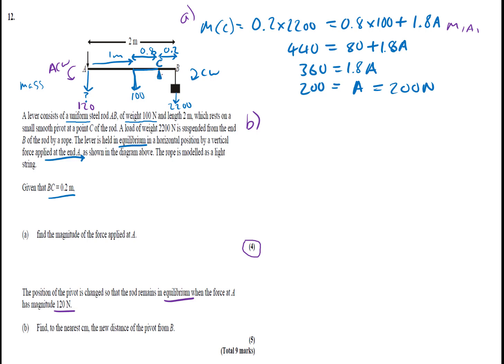we have to think which way is this pivot going to move. Now it should make sense. If this is less, then the pivot has to move here because you're going to need a greater force times distance here. So the distance has to increase. So let's begin. Let's take moments about the new point C. This is the new C.